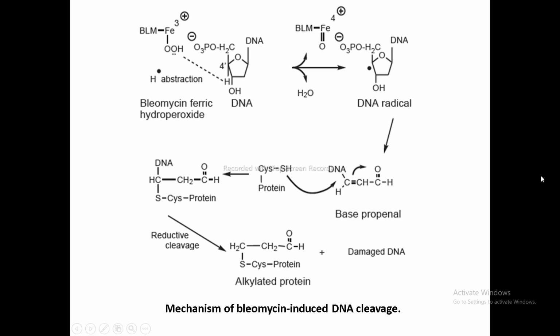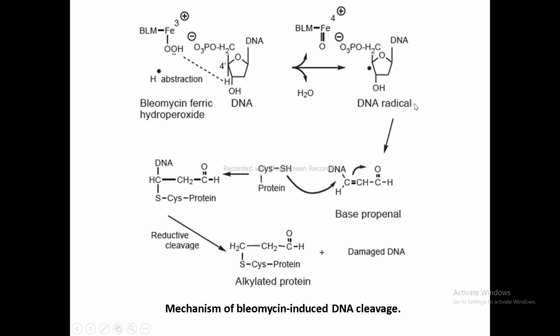Now, if you check out, this is the structure of bleomycin, which is mentioned over here in a short form, right? This is the structure of bleomycin, and this is your DNA. Now, what does bleomycin do? Bleomycin abstracts a hydrogen ion from the DNA to form a radical. To form a radical. Now check out this radical over here.